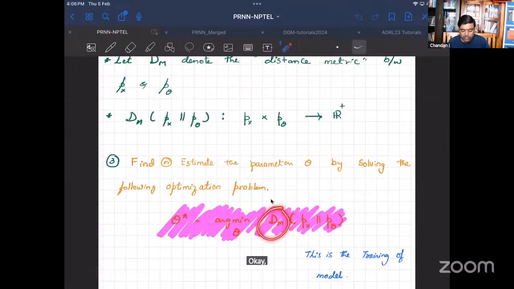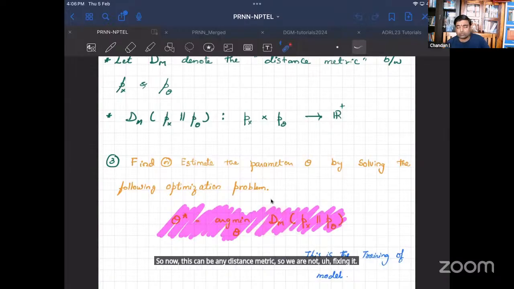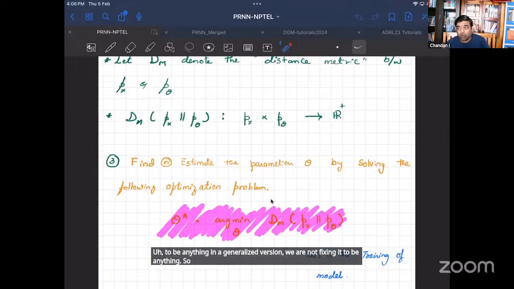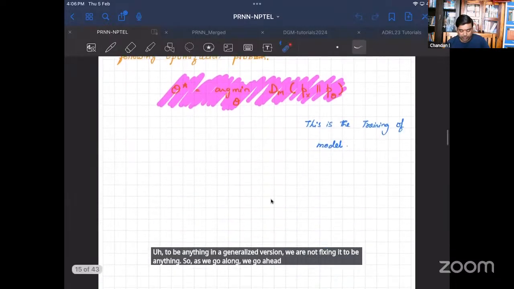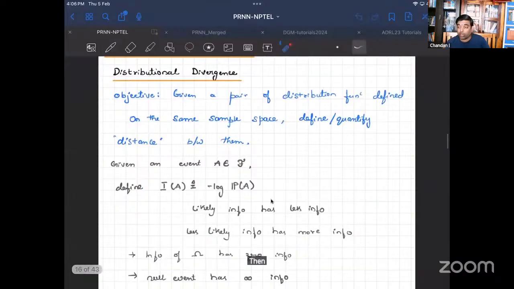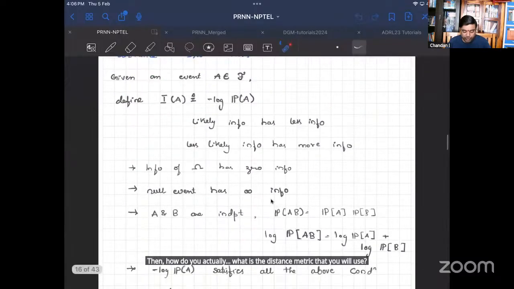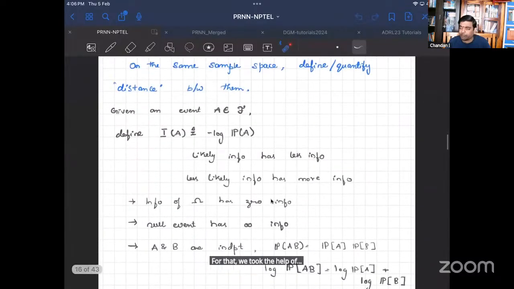You are using a distance metric, and this can be any distance metric. We are not fixing it to be anything in the generalized version. As we go along, we go ahead and fix it. Now, what is the distance metric that you will use? For that, we took the help of information theory.